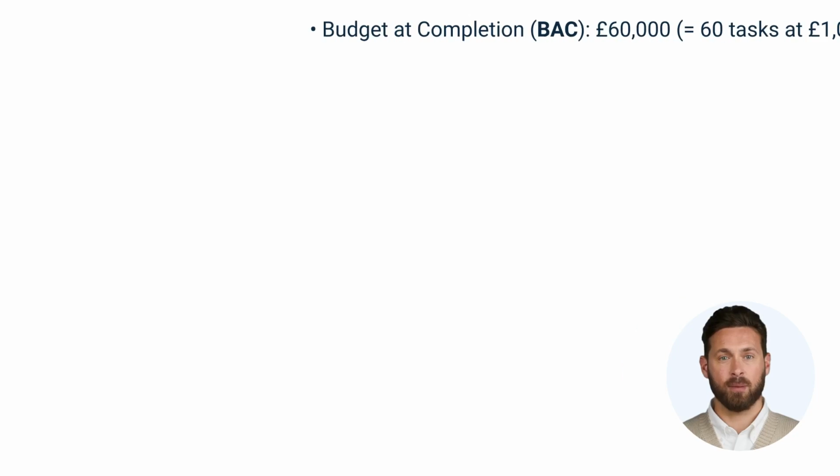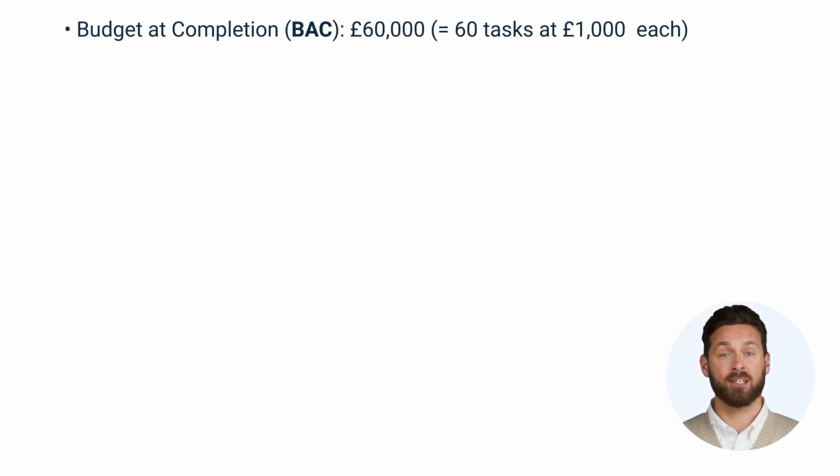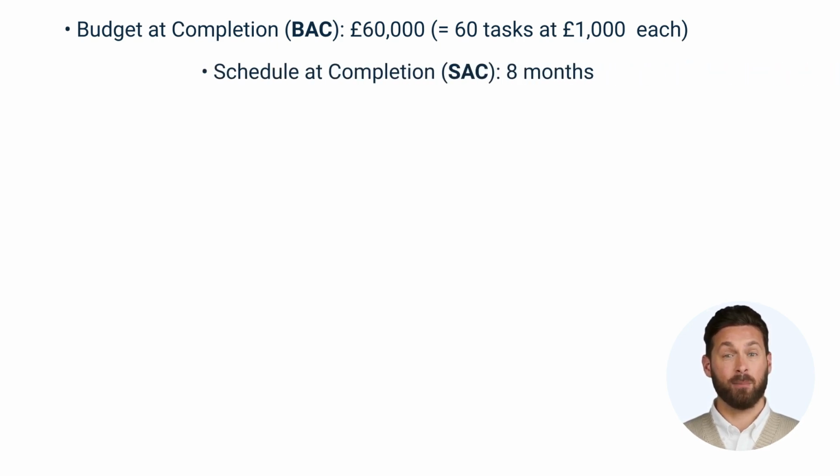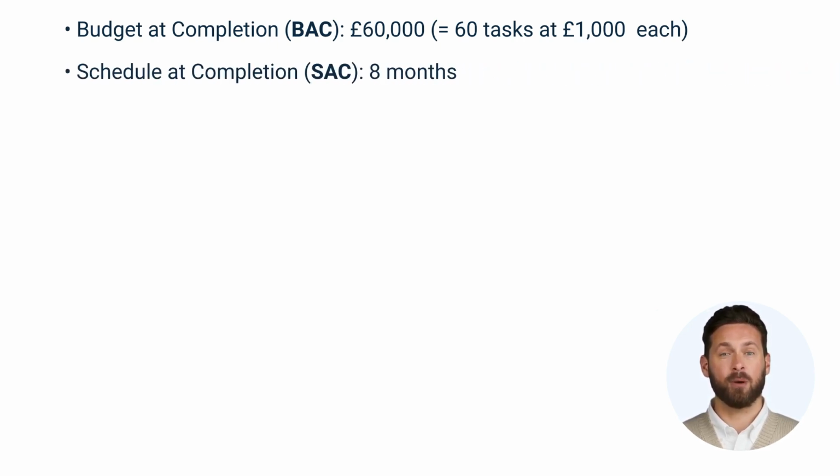Imagine you have taken on the management of a project under the following conditions. The project budget, referred to as budget at completion, BAC, in the earned value analysis is £60,000. It is distributed across a total of 60 tasks, with each task budgeted at £1,000. The planned project duration, schedule at completion, SAC, is 8 months.